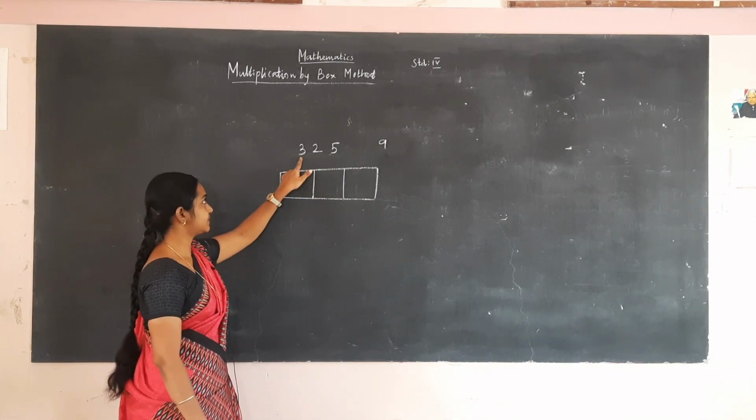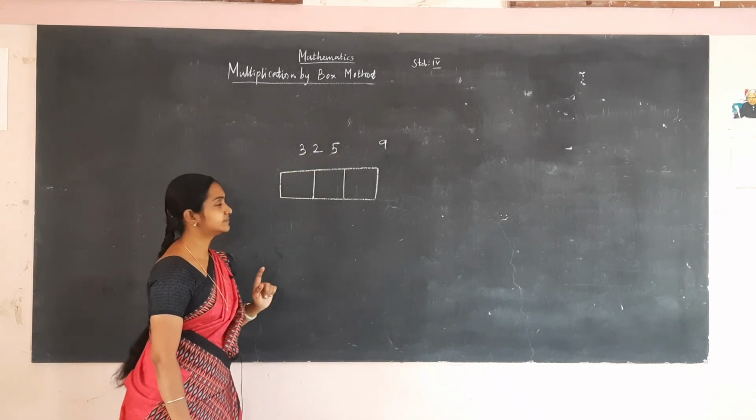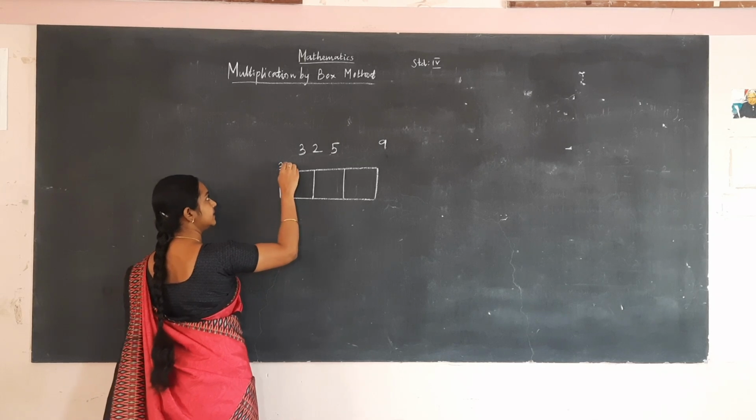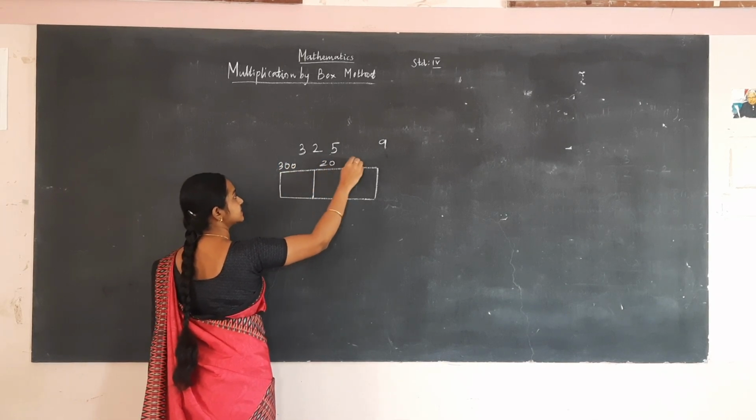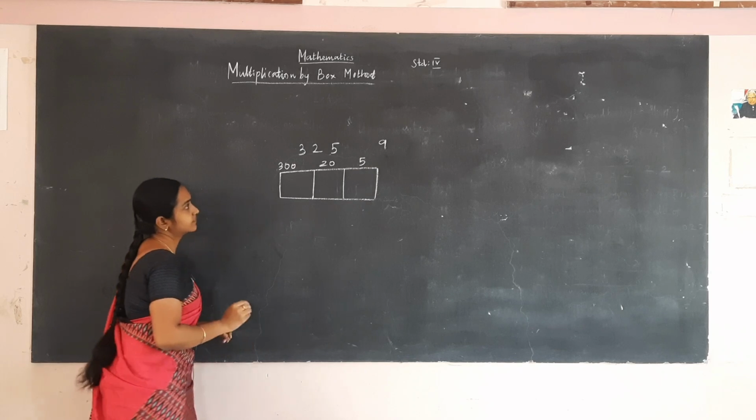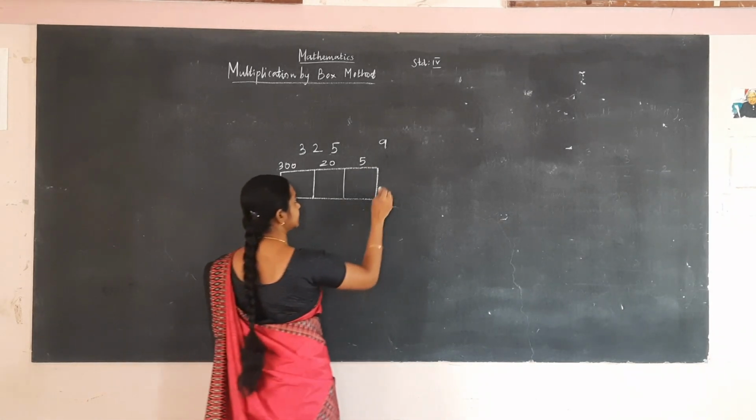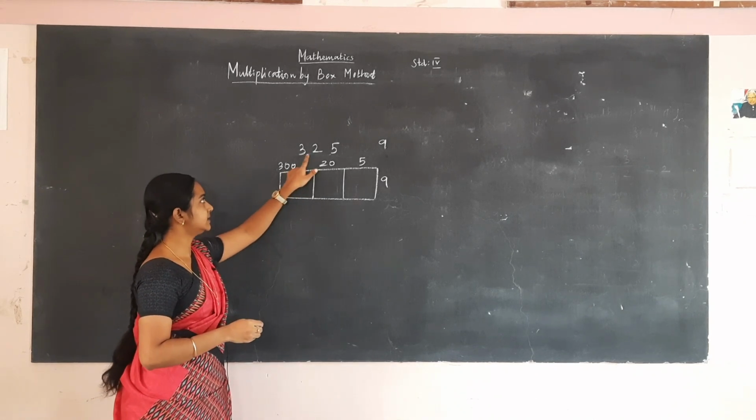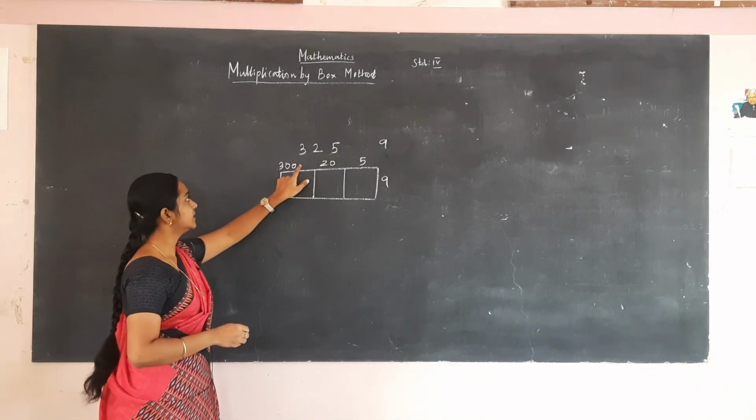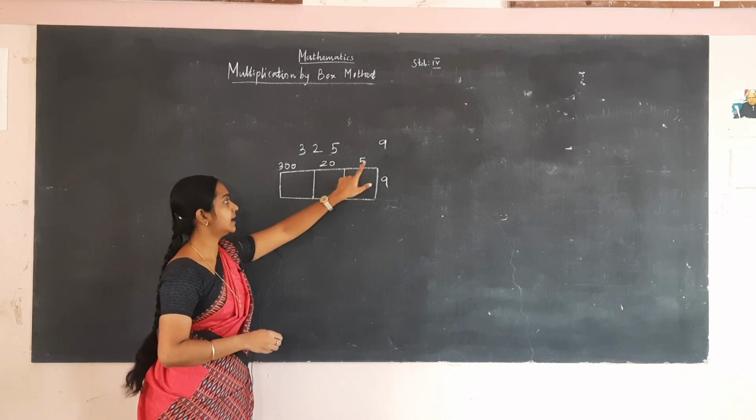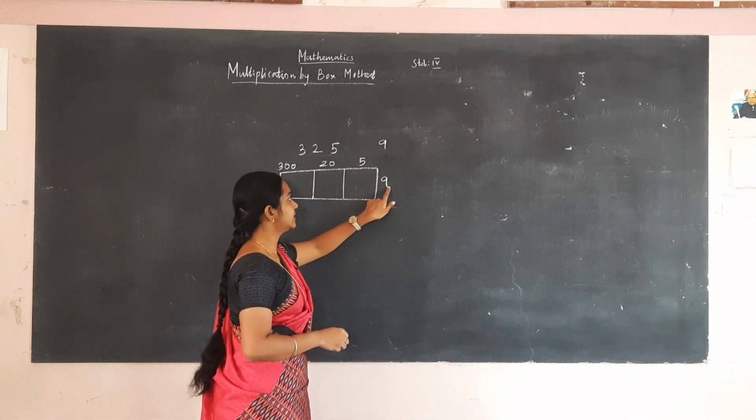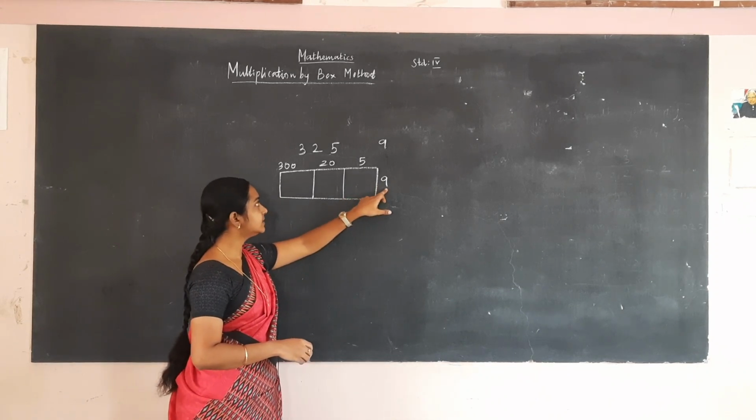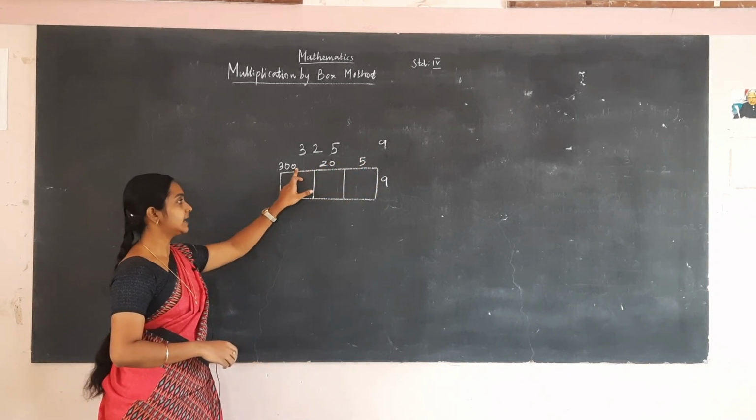We have to expand 325. We can expand 325 as 300 plus 20 plus 5. Now write 9 here near to the box. Now we have to multiply 9 with 5, 20 and 300.